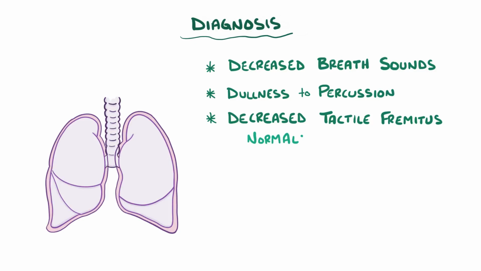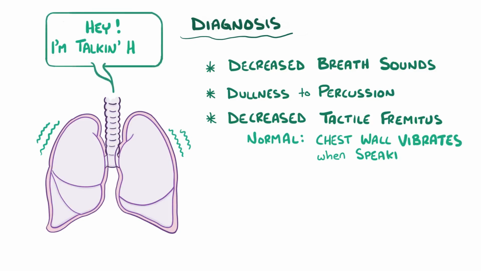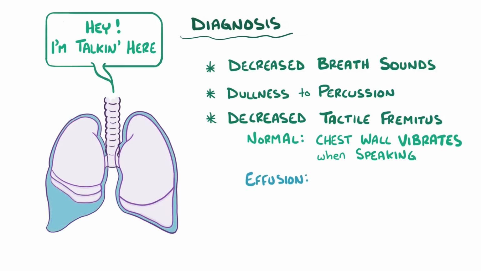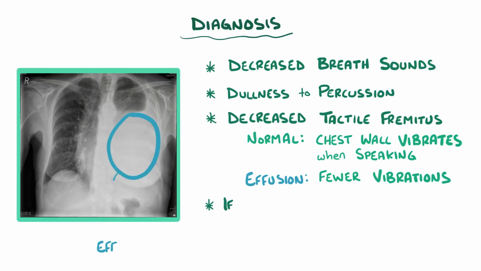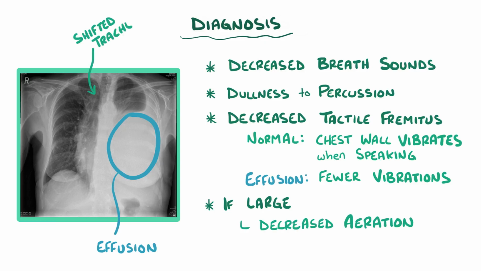Tactile fremitus is a normal finding. It's when the chest wall can be felt vibrating when a person speaks. If there's excess fluid in the pleural space, though, it absorbs some of this vibration energy, and the vibrations can't be felt as strongly. Finally, if the pleural effusion is large enough, it can start to push against the lung, not letting it fully aerate and even causing the trachea to shift away from the side of the effusion, called tracheal deviation.